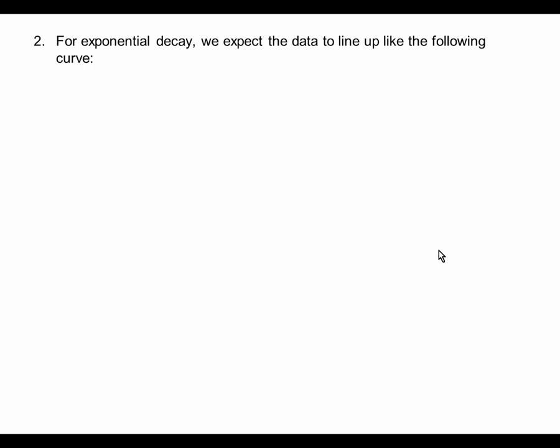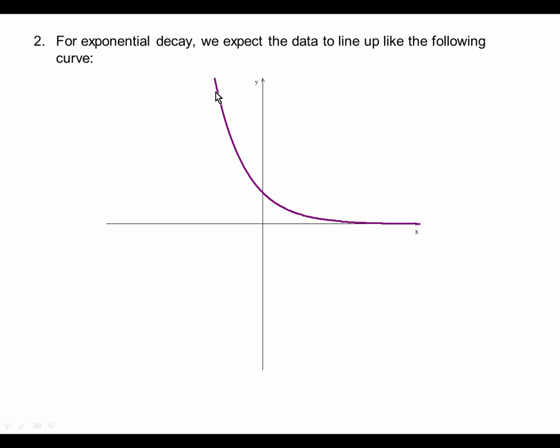For exponential decay, we expect the data to line up like the following curve. Okay, it's decaying or decreasing very rapidly at first, and then it starts to slow down. Notice again, it is concave up, but it is decreasing concave up, which means the rate at which it is decreasing is actually decreasing as well.